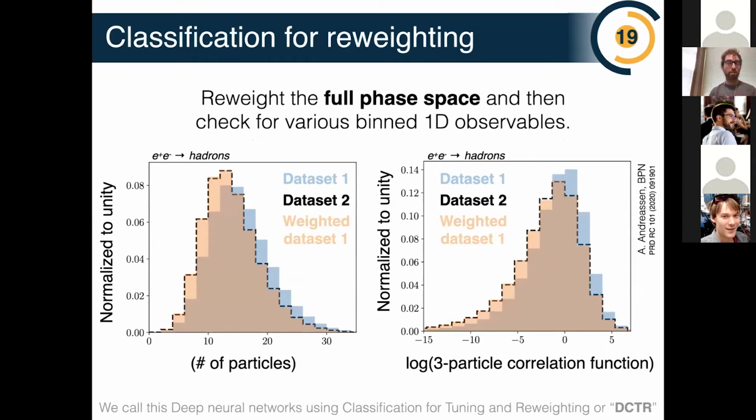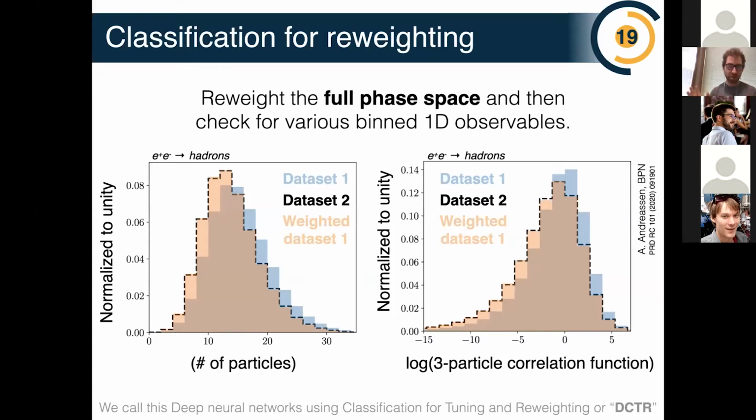So here's an example where we have some E plus E minus collisions in simulation. We've done some full phase space reweighting. We have two different simulations, reweight one to the other, and then we can check a bunch of observables. So here we have data set 1 and 2. Those are the blue and black. And then we've reweighted data set 1 with weights so that it should look identical to data set 2. And so you can see that the orange and the black dash agree for these two observables.